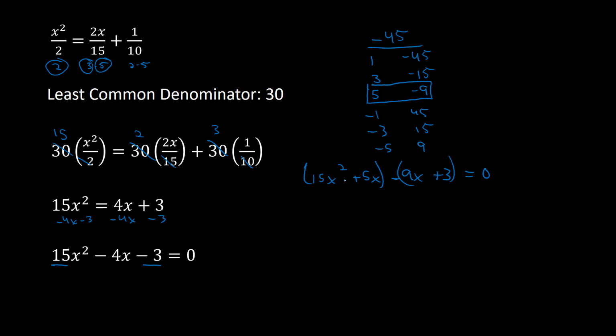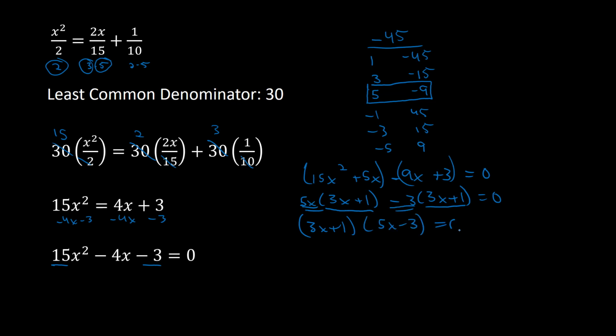So now I can factor out from each set of terms, and so this first parentheses, they have a 5 and an x in common, and in parentheses I'm left with a 3x and then plus 1. Over here, I can pull a 3 out, and I have a 3x plus 1 in parentheses. So now to factor by grouping, I see the 3x plus 1, and I can pull that out. And in parentheses, I'm left with the 5x and minus 3. So I have now factored this equation.